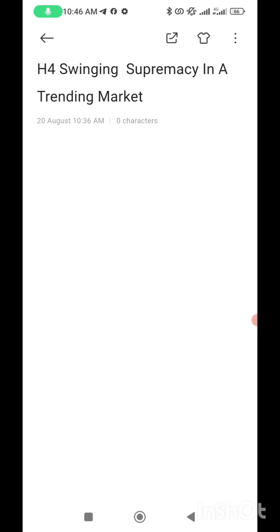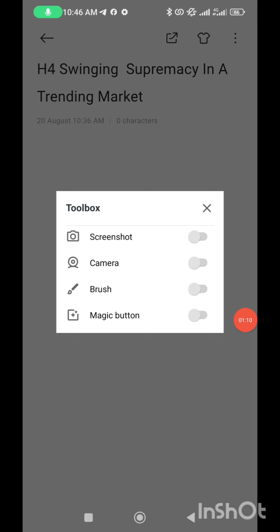I'm going to get into the theoretical part of this, and then we go into the chart for the practical part. And right here, I'm going to show you some of these things using a watch tool.